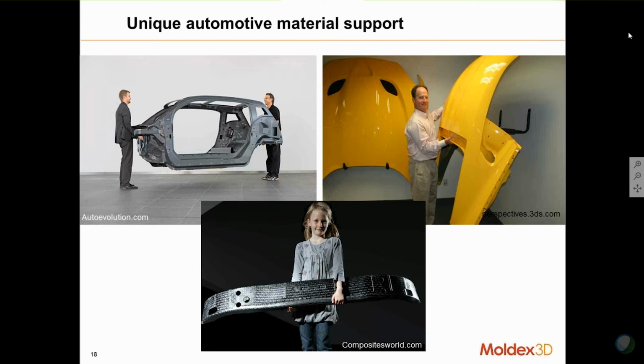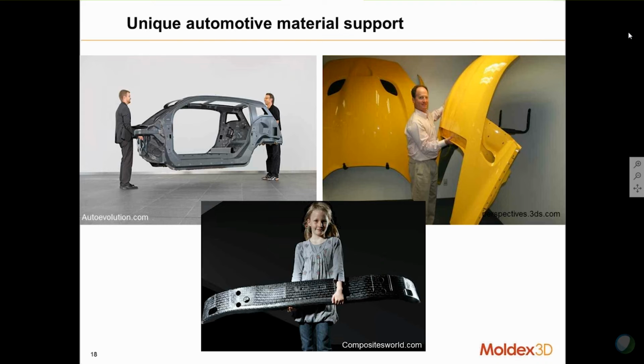And furthermore, we also have testing capabilities for automotive supplies. In the last few years, we've seen the trend moving towards lightweight, and you see here this little girl can carry a bumper using just her two hands. So this is very lightweight.